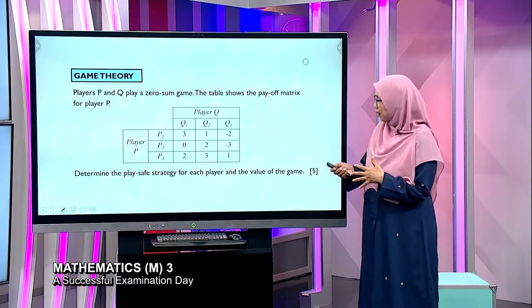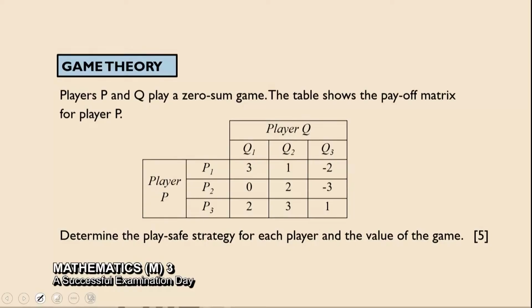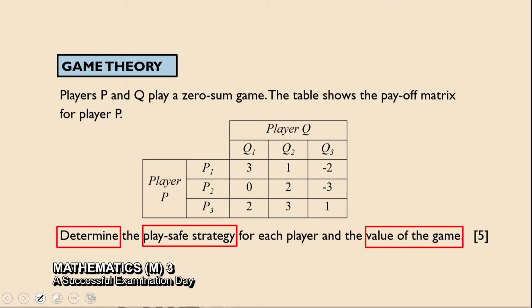So we have here an example question on game theory. Again, look at the task word. The task word is to determine play safe strategy. So they ask us play safe, so jangan buat kerja-kerja lebih. We just want play safe, and the value of the game, only 5 marks. So we have two players, P and Q.